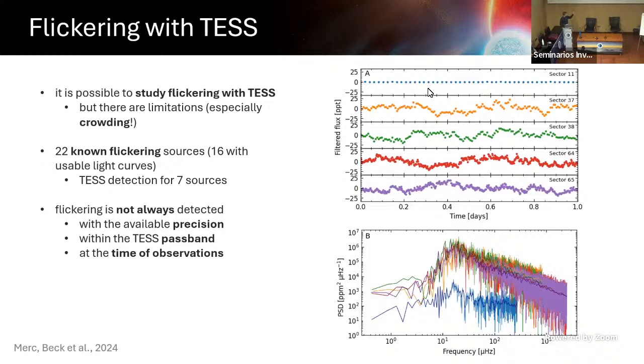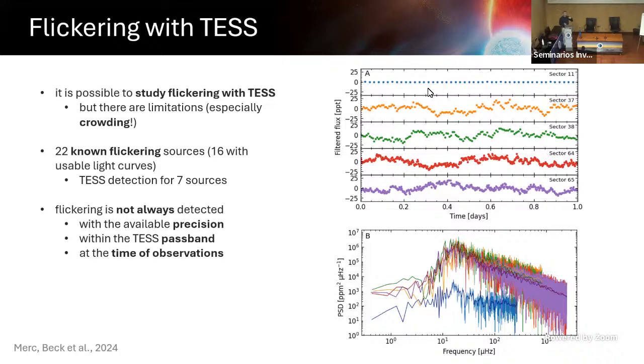And this is a very, very nice example of a star that had 5 sectors available. And actually, you see that in one of those sectors, there is no variability at all, while on the others, the flickering just turned on.